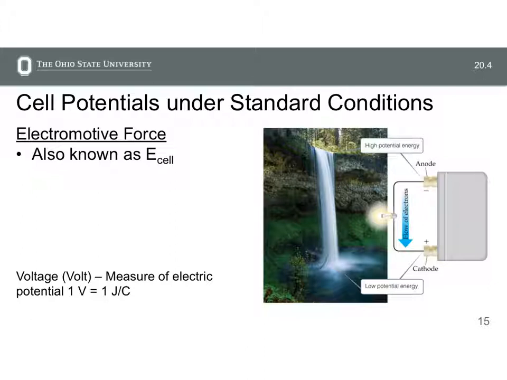There's a couple other terms that we're going to need to be able to understand what's happening in a galvanic cell. One of them is electromotive force, which I probably won't use very much, but it's also known as the cell potential. And it's essentially a potential energy difference between the two electrodes in a galvanic cell.